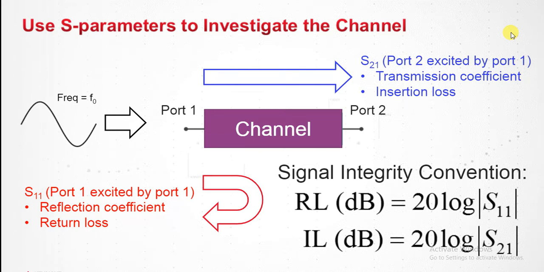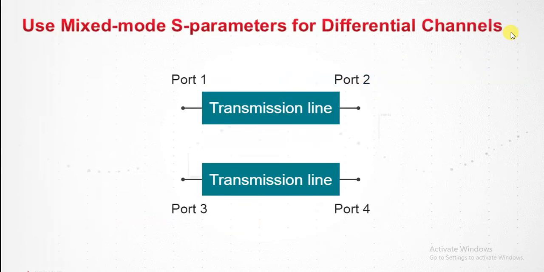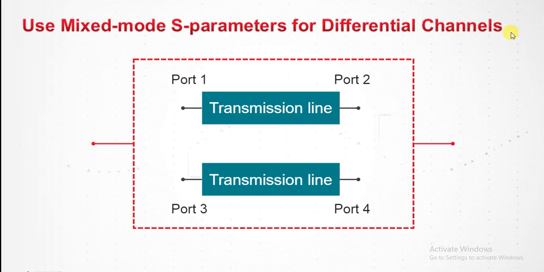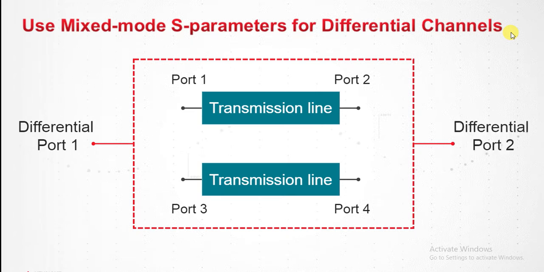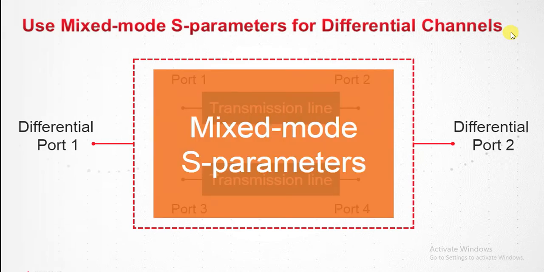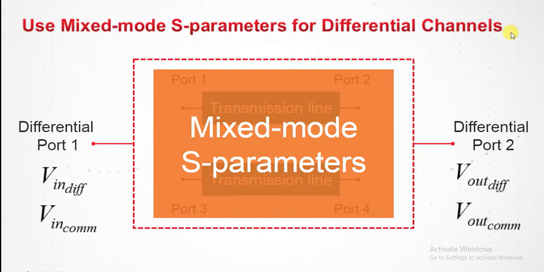Well, since you're designing in PCI Express, it's going to be in differential lines. So of course, we have to use 2 lines to make a differential pair. In these 2 lines, we'll be sending differential signal from differential port 1 to differential port 2. And what's underneath this, the two lines together, becomes mixed mode S parameters, where we're describing how differential signal and common signal interact and create one another.